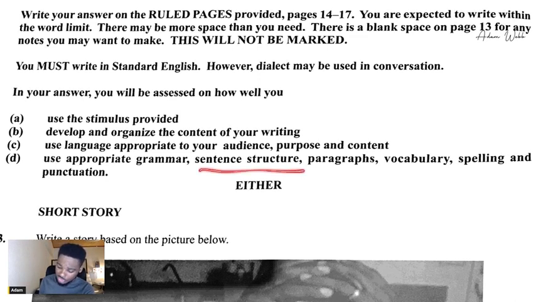Your sentence structures. Now, in a story, it's not just about correct sentence structures. It's also about varied and interesting sentence structures. So it means not all our sentences will look the same. Not all of them will be the same length. Not all of them will have the same structure and type of wording. You're going to have to vary it because you're writing a story.